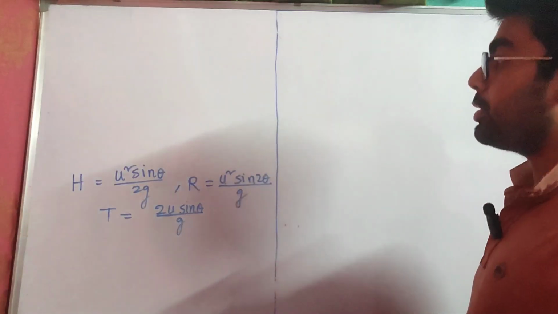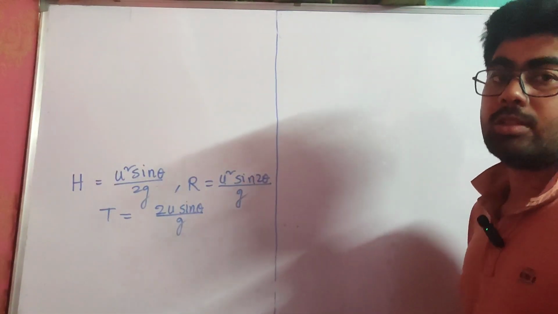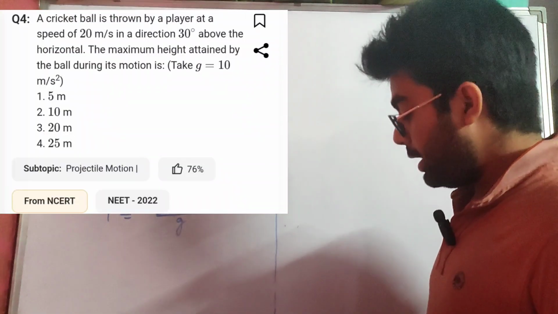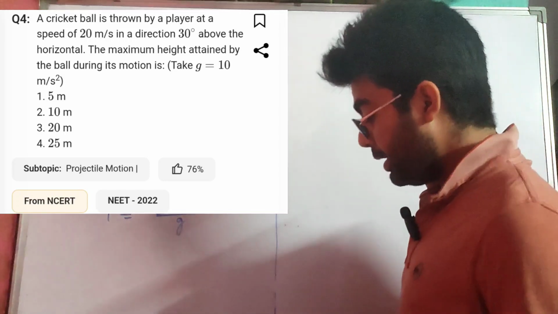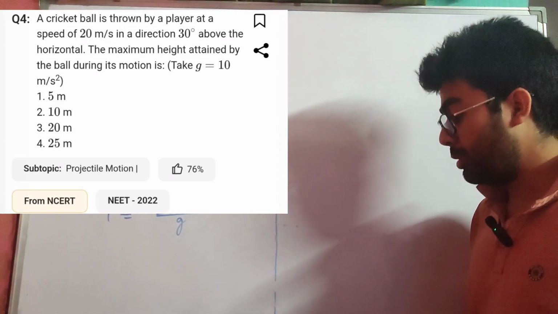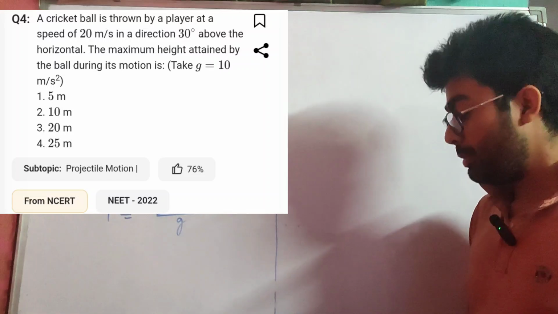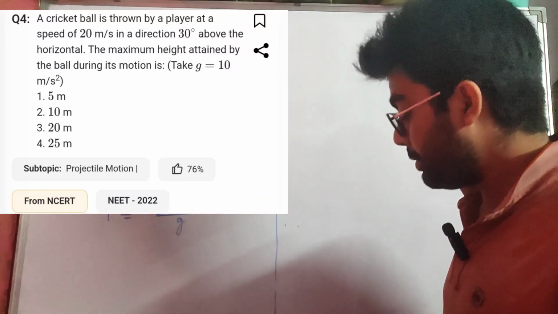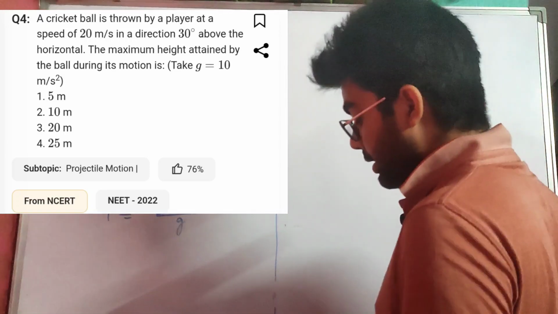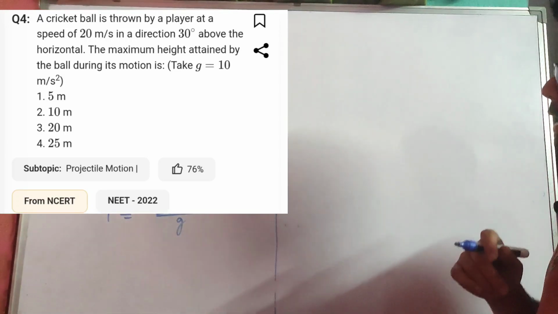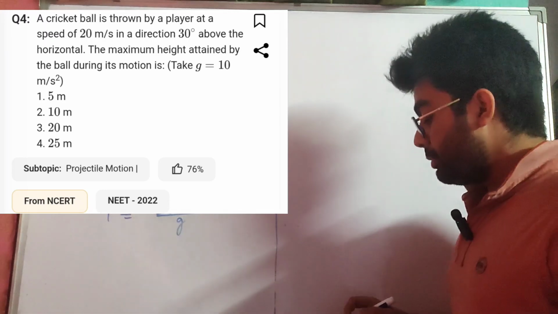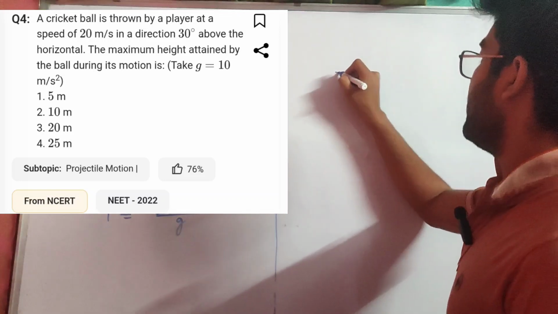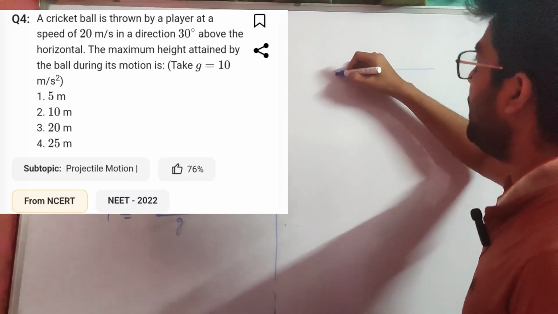This was a previous year question of NEET 2022. And next problem, look at the board. A cricket ball is thrown by a player at a speed of 20 meter per second in a direction 30 degree above the horizontal, and we find the maximum height attained by the ball during the motion, with g equal to 10 meter per second squared. This is the projectile motion of a cricket ball.